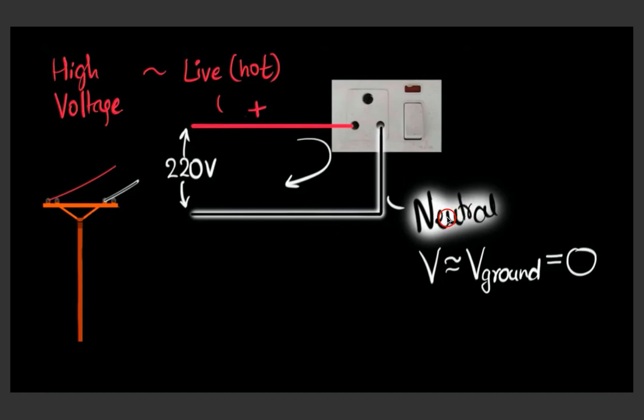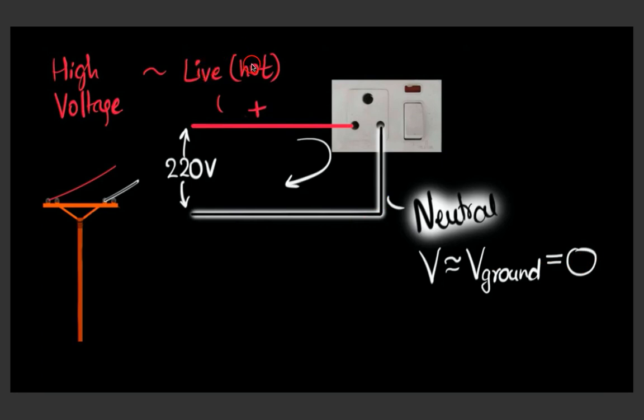This neutral wire is maintained at a voltage that is roughly equal to the ground voltage, which we usually say is 0. Okay, so that just means simply that if you connect this neutral wire to the ground, that neutral wire is going to have the same voltage as the ground itself, so there wouldn't be any electricity flowing from the neutral wire to the ground if you did that. They'd be at the same electric potential.